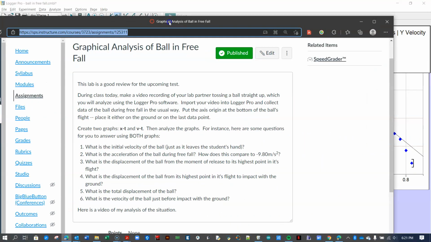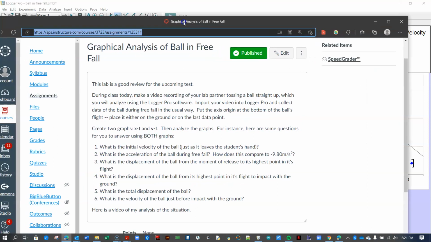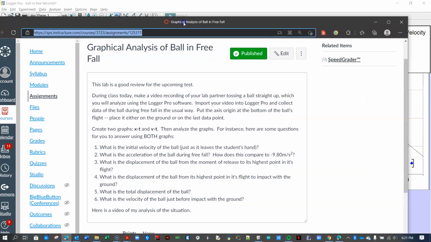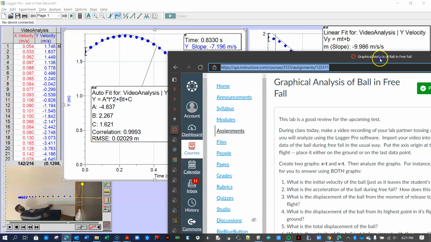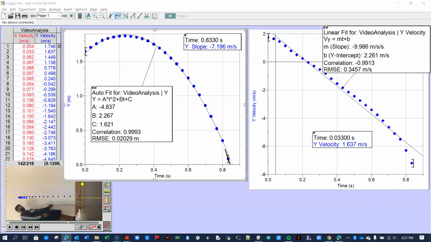Let's see here. So what is the initial velocity? What's the acceleration? What's the displacement? And things like that. Okay. So these are all on Canvas, and hopefully you're going to look at those to study for the test. Well, let's take a look at how do we find the initial velocity.